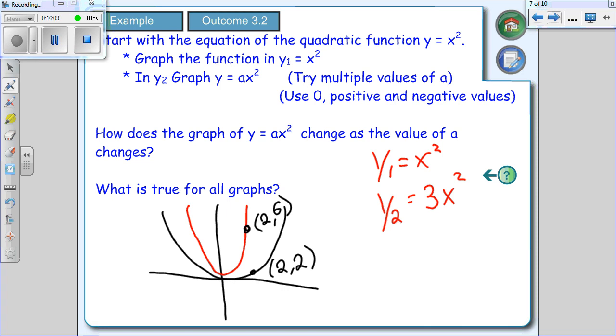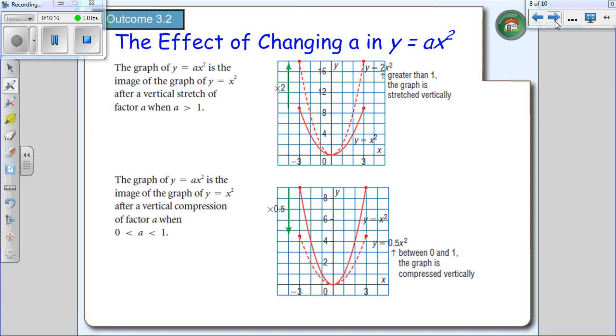The next slide explains it all nicely, but it has a highlighted point. And Logan said it earlier. If your A is greater than 1, your graph gets skinnier. If A is less than 1 but greater than 0, it gets fatter. So if it's a decimal that's less than 1 but still positive, like 0.5, it would get fatter.